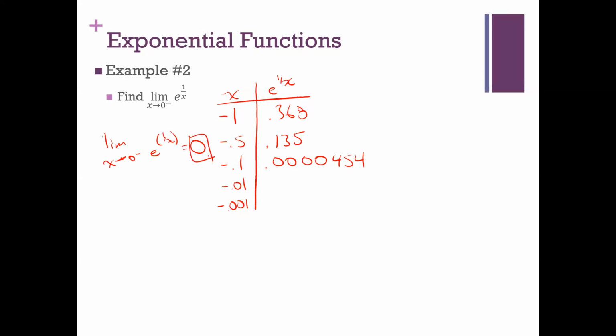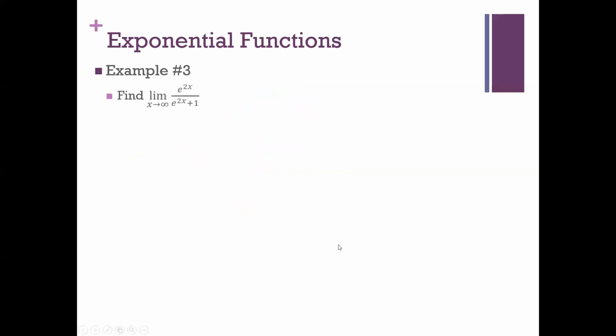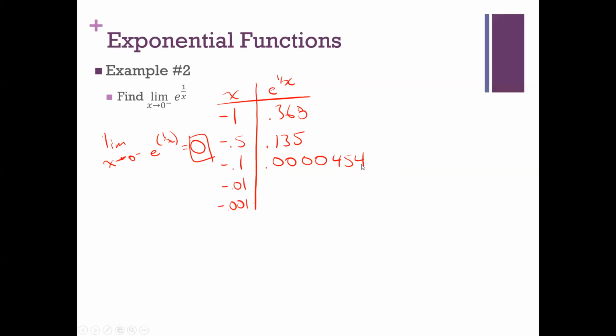So basically what's happening is I'm plugging in very, very small negative numbers for x, right? And then when I take the reciprocals of those very small negative numbers, they become very large. Or let me rephrase: they become negative numbers that have very large magnitudes, right? So yeah, I think I agree with 0. Any questions on that? We okay here?